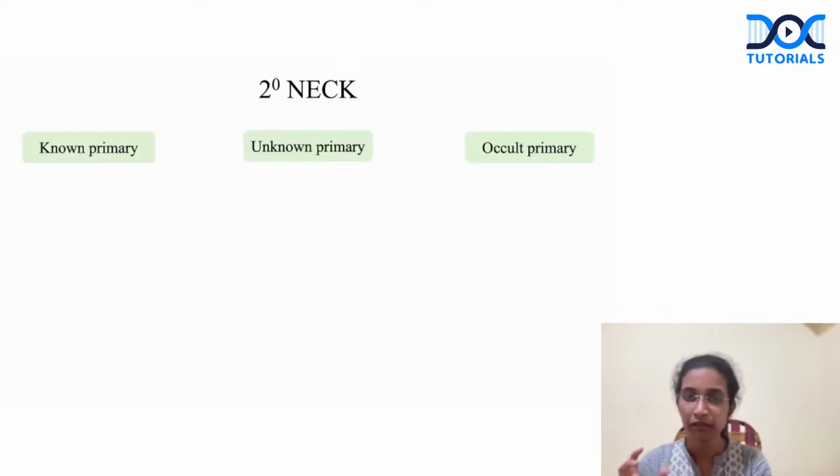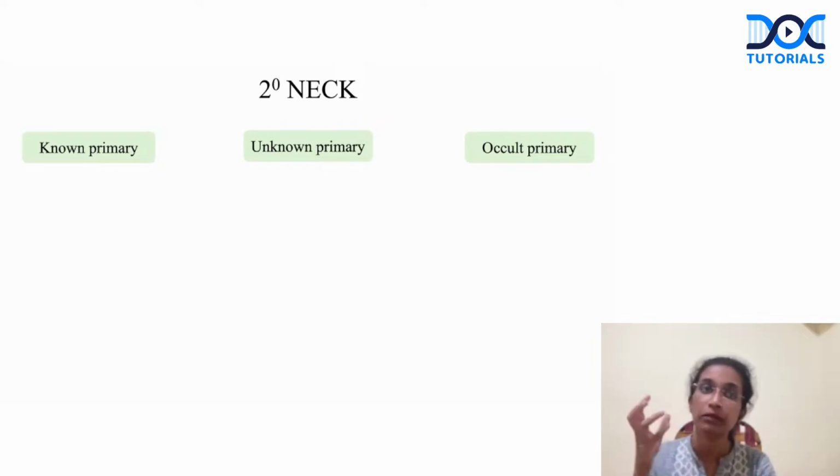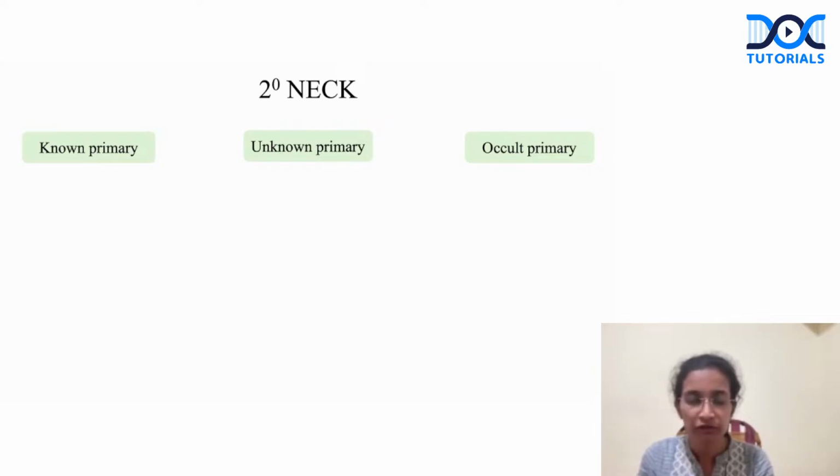See, a primary is called an unknown primary until the investigations or evaluations are done. Once an evaluation is done, you'll be able to find out where the primary pathology is. So such a condition, such pathology, is called an unknown primary. That is, before the investigation part, unknown by clinical examination.